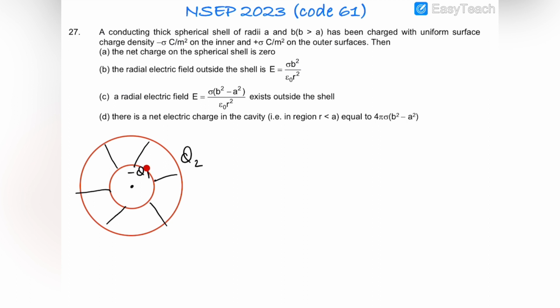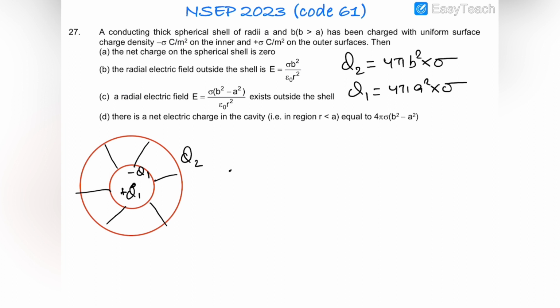this charge minus Q1 can only stay on the innermost surface if there is an equal and opposite charge placed at the center of the cavity, because this charge is uniformly distributed. So I can say that an equal and opposite charge would be placed at the center of the cavity. Now we can easily find the value of Q2. So Q2 would be 4 pi b square into sigma, and Q1 will be 4 pi a square into sigma. Okay, so these are Q1 and Q2.